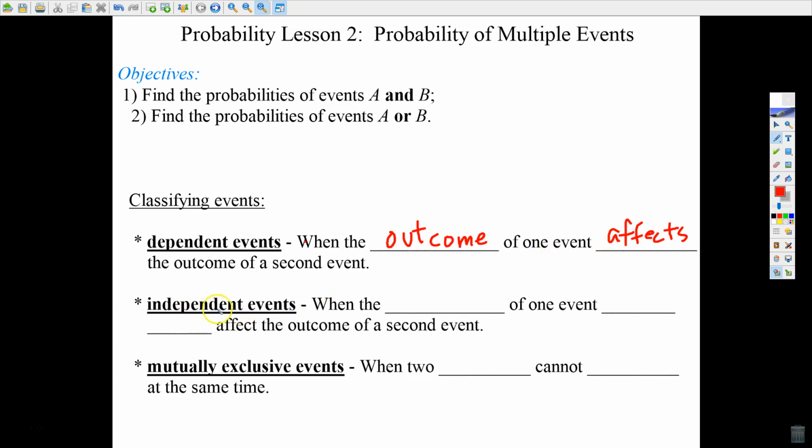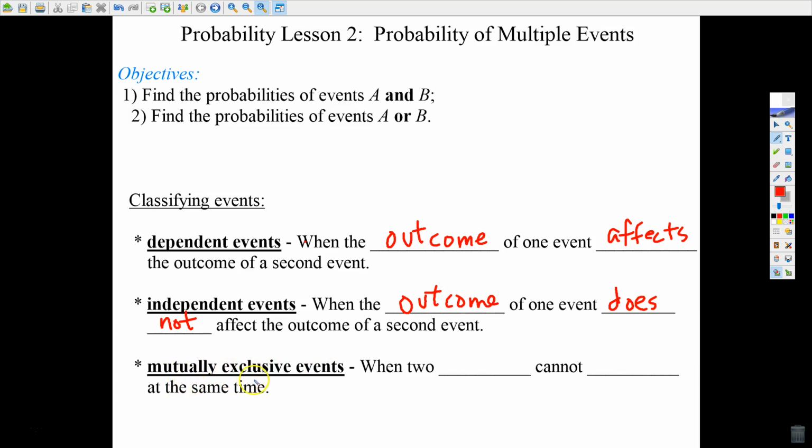Then we have independent events. You can probably guess what this is all about. This is when the outcome of one event does not affect the second. There is no effect whatsoever on the second event. They're completely independent.